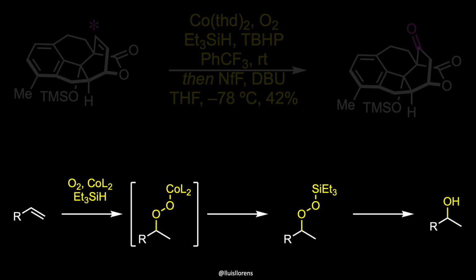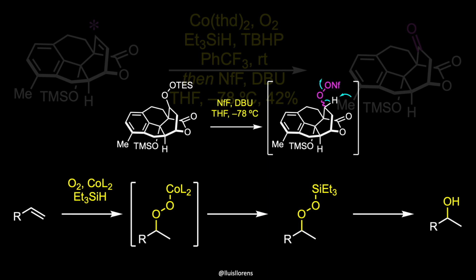A plausible reaction mechanism suggests that the reaction proceeds through a cobalt peroxide adduct that leads to an alkyl peroxide that is converted to the alcohol upon reduction. In this modified protocol, a nonaflate peroxide is generated instead. Then, DBU induces elimination and formation of the corresponding ketone.